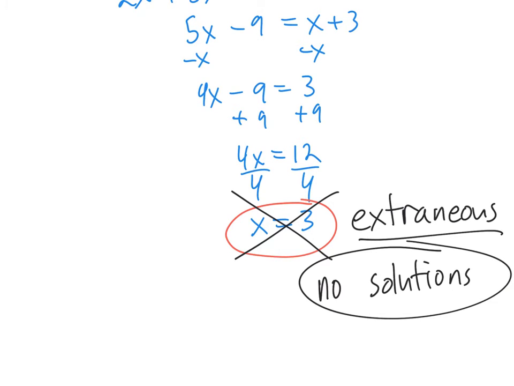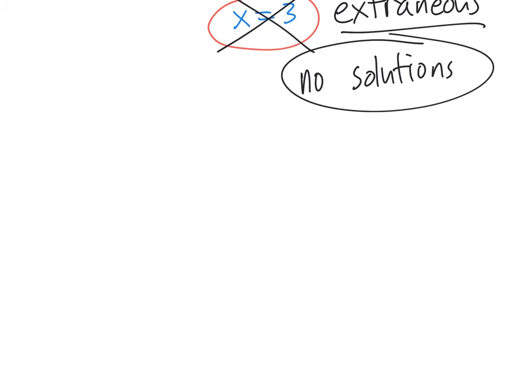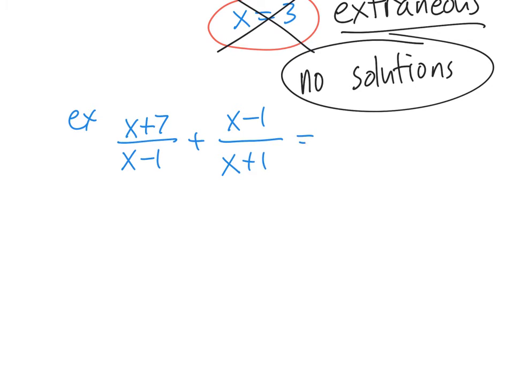Okay, here we go. Our next example is going to be (x plus 7) over (x minus 1) plus (x minus 1) over (x plus 1) equals 4 over (x squared minus 1).